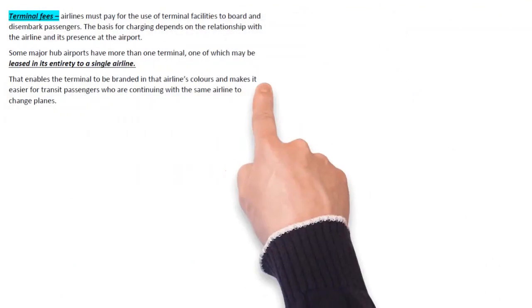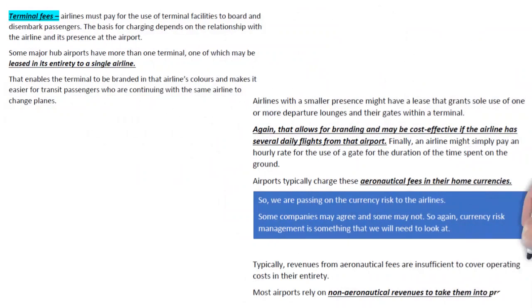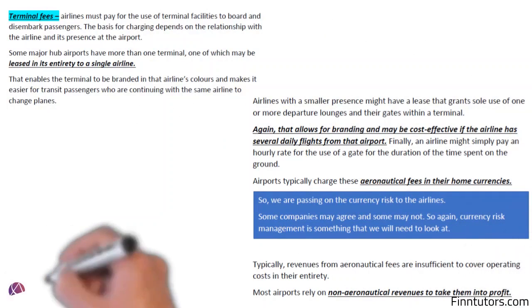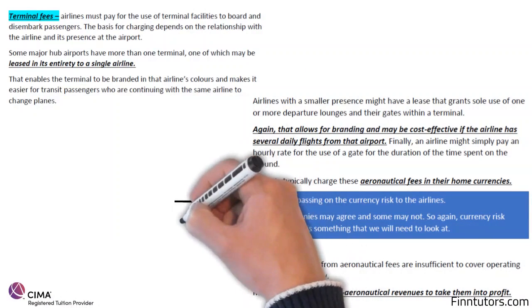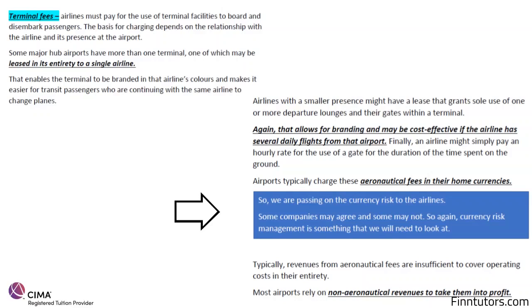Also part of this aeronautical revenue are the terminal fees. Airlines must pay for the use of terminal facilities to board and disembark their passengers. Some major hub airports have more than one terminal, one of which may be leased in its entirety to a single airline. So, let's say I'm a big airport operator and I have three terminals X, Y, and Z. I will say that my Z terminal will only be used by X airline, because that airline is so big it generally only uses my terminal for all takeoffs and landings.